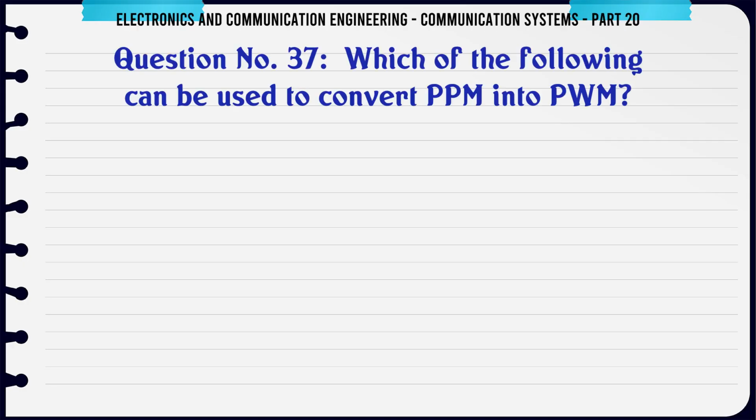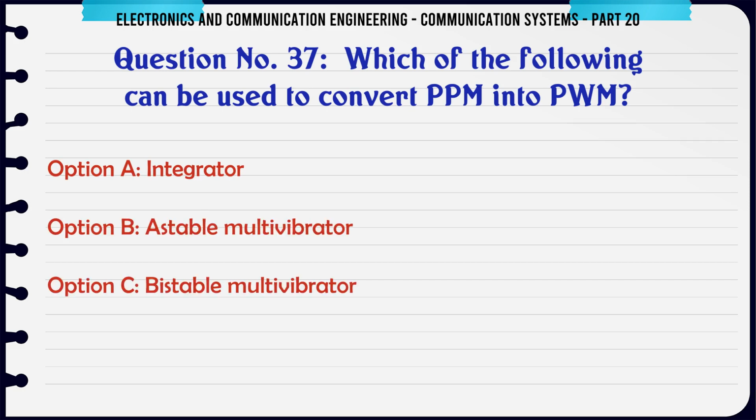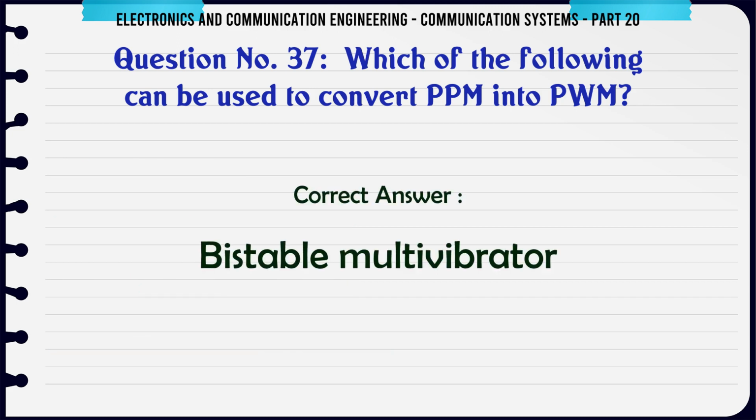Which of the following can be used to convert PPM into PWM? A. integrator, B. astable multivibrator, C. bistable multivibrator, D. monostable multivibrator. The correct answer is bistable multivibrator.